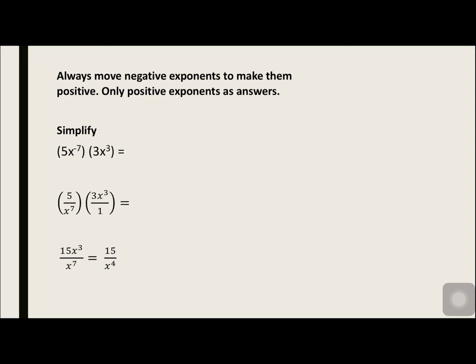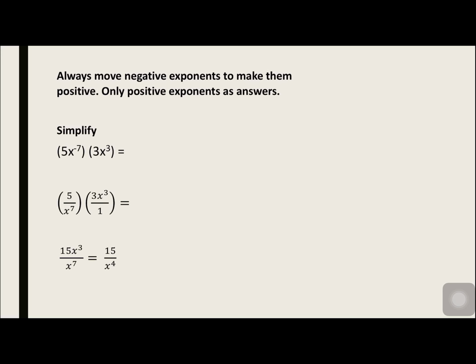Always move negative exponents to make them positive. Only positive exponents as answers. So 5x to the negative 7 times 3x to the third. The x to the negative 7 goes to the bottom, and we put 3x to the third over an understood 1. Multiply straight across. 5 times 3x cubed is 15x cubed. x to the 7 times 1 is x to the 7.